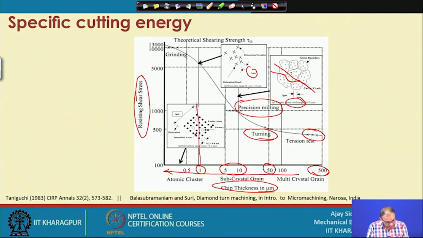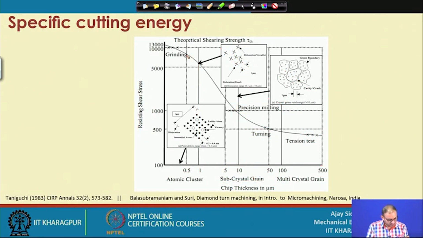So, if you move in this direction, there is a chance of removing or cutting the material through this dislocation, correct. Every time, your tool or your cutting mechanism will try to find the weak points of the material, in the grain boundary or within the grain, and then it will try to propagate through that particular location. Now, further, suppose our depth of cut is less than 0.5 micron.